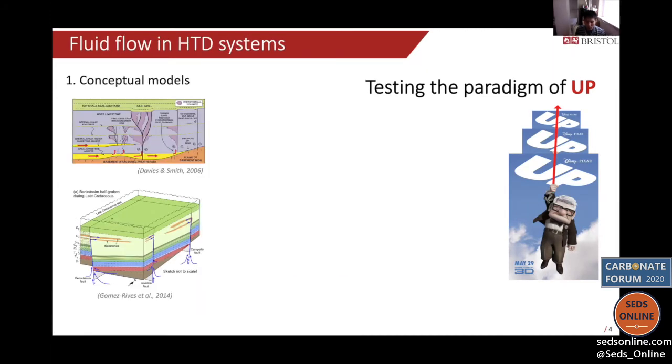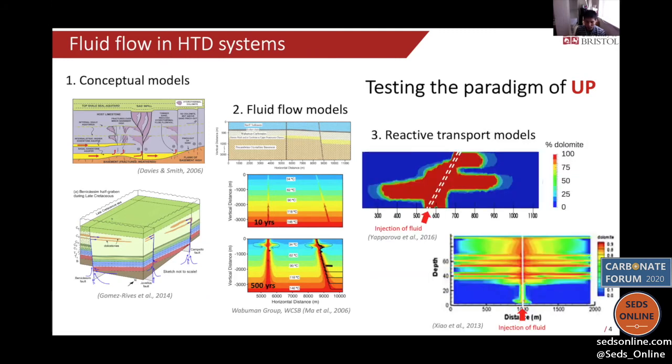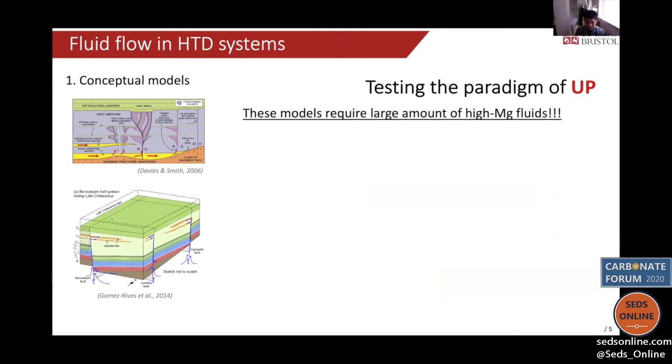So the conceptual models are all really well, but how do we evaluate this paradigm? The first thing we can do is use fluid flow models, which show hot fluid can ascend faults rapidly with lateral flow into permeable units. And we can also model reaction, where injection of hot magnesium-rich fluid causes dolomitization adjacent to the fault, or laterally where a seal prevents upward flow. However, these models all rely on the hot fluids coming from the deep subsurface, and it must have the availability of a large volume of magnesium-rich fluid at depth.